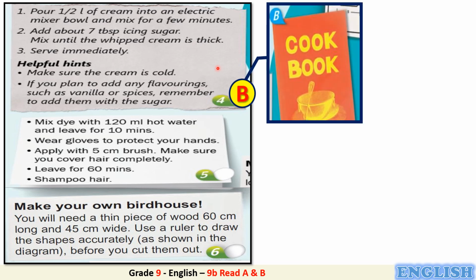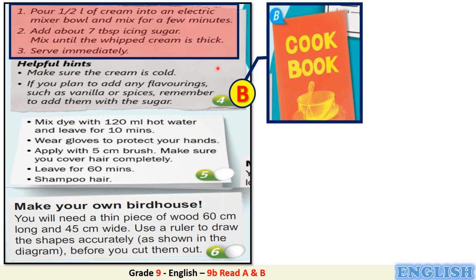Why did we choose B? This is a recipe, and recipes can be found in cookbooks. Number 5. Mix dye with 120 milliliters hot water and leave for 10 minutes. Wear gloves to protect your hands.